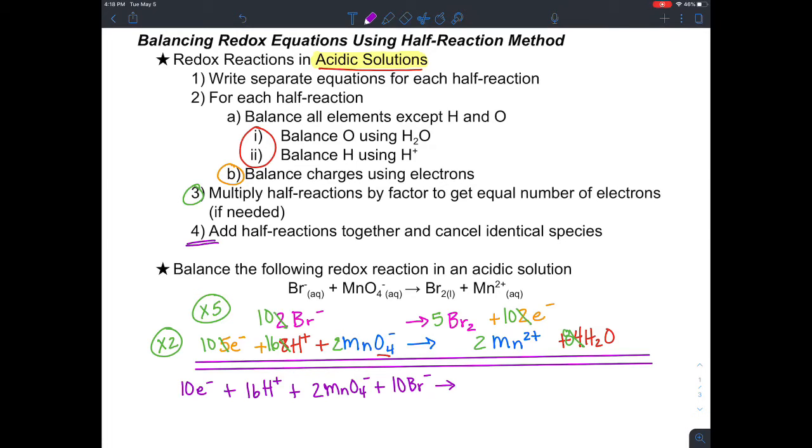And then on the right-hand side, we have 5 bromines plus 2 manganese Mn2 plus ions plus 8 H2O plus 10 electrons. Okay. Now that we've done that, we can cancel out those electrons. They cancel out because we have the same amount on each side.